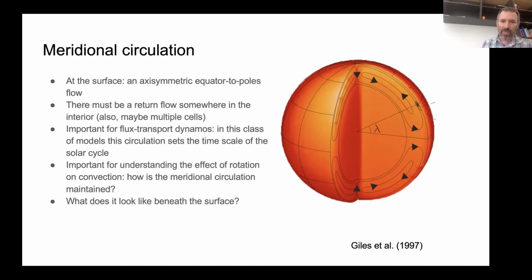In this class of dynamo models, the time scale of the cycle is set by the time scale of this circulation. Another reason I think the meridional flow is interesting is that it's important for understanding the effect of rotation on convection. And that's because you want to understand how the meridional circulation is maintained. And so it brings the obvious question, okay, what does the meridional circulation look like beneath the surface? And this is something that can be addressed with local helioseismology.